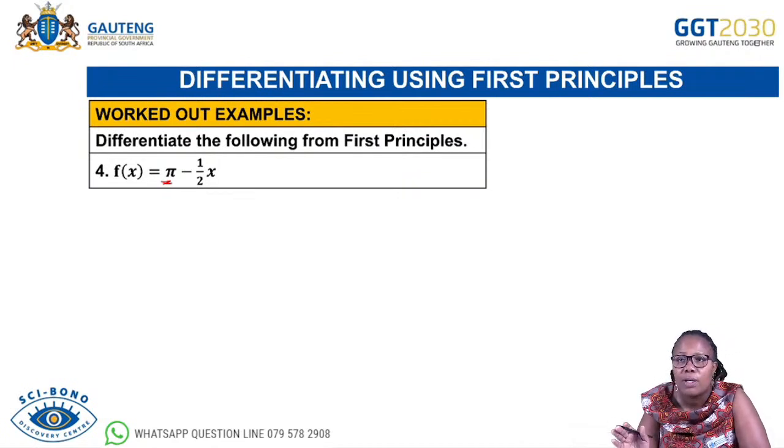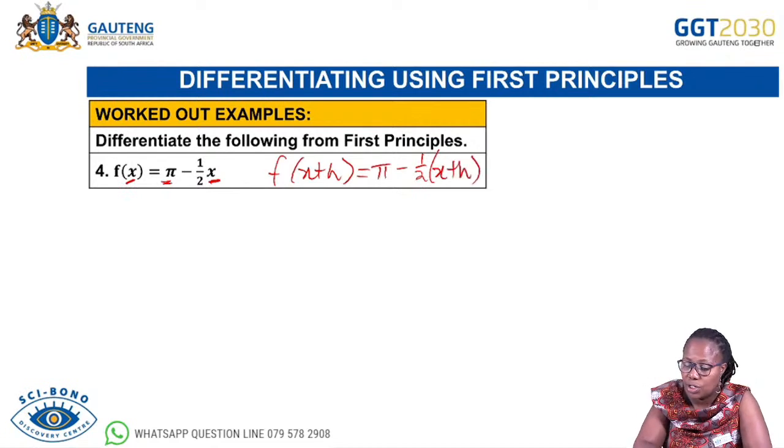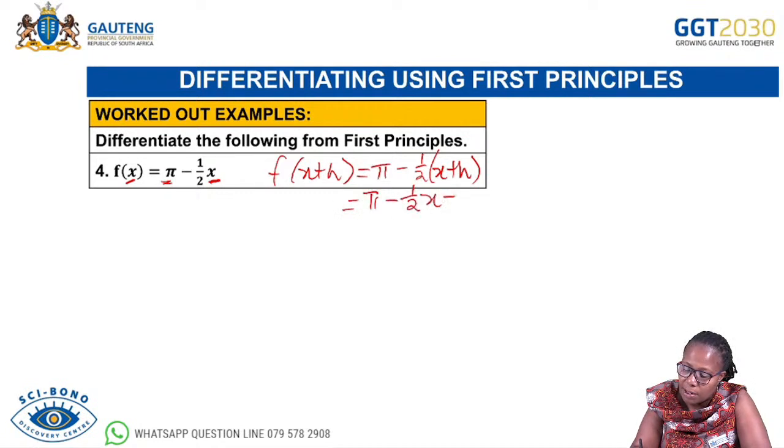Method is the same. We have f at x. We now look at f at x plus h. Right. We have that pi. We have minus a half. Where I have an x, I am substituting x plus h. Let's continue now. We have a bracket. Get rid of that bracket. Minus half x minus half h. I can't take a bracket into my expression. I want to make my life easier and avoid confusion, right?